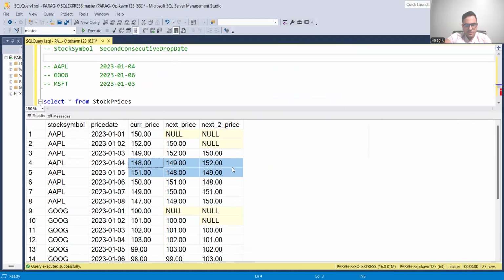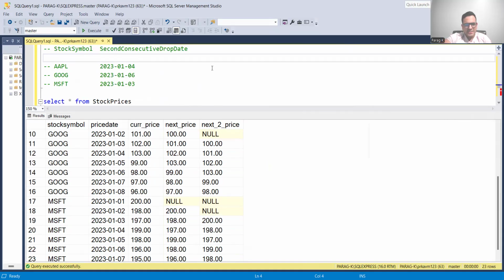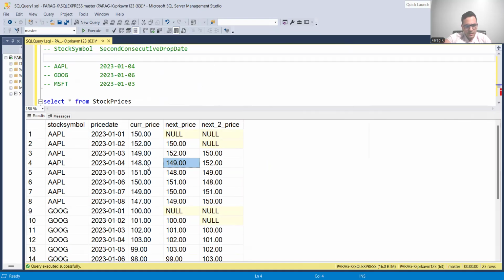You can observe it has decreased. So observe the previous price. This was 152, 149 has come here, and 148 is here. So there's definitely a decremental price in here. This was the current price, and I think the next two is a wrong way to use here. So 148, 149, and 152.